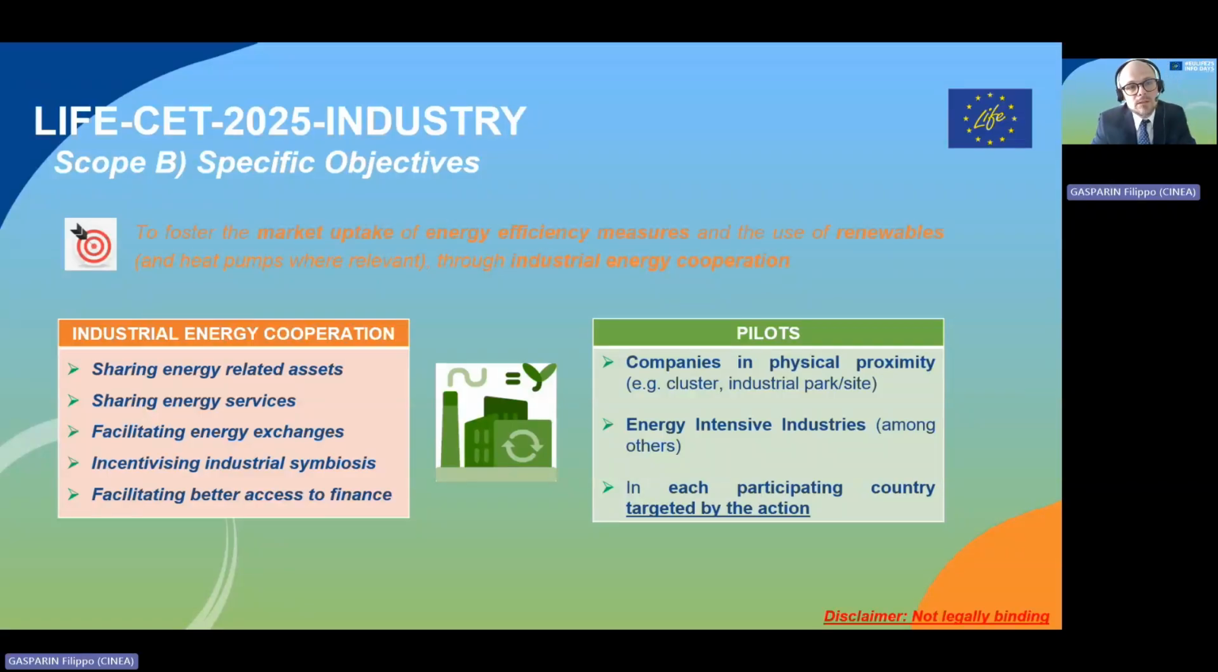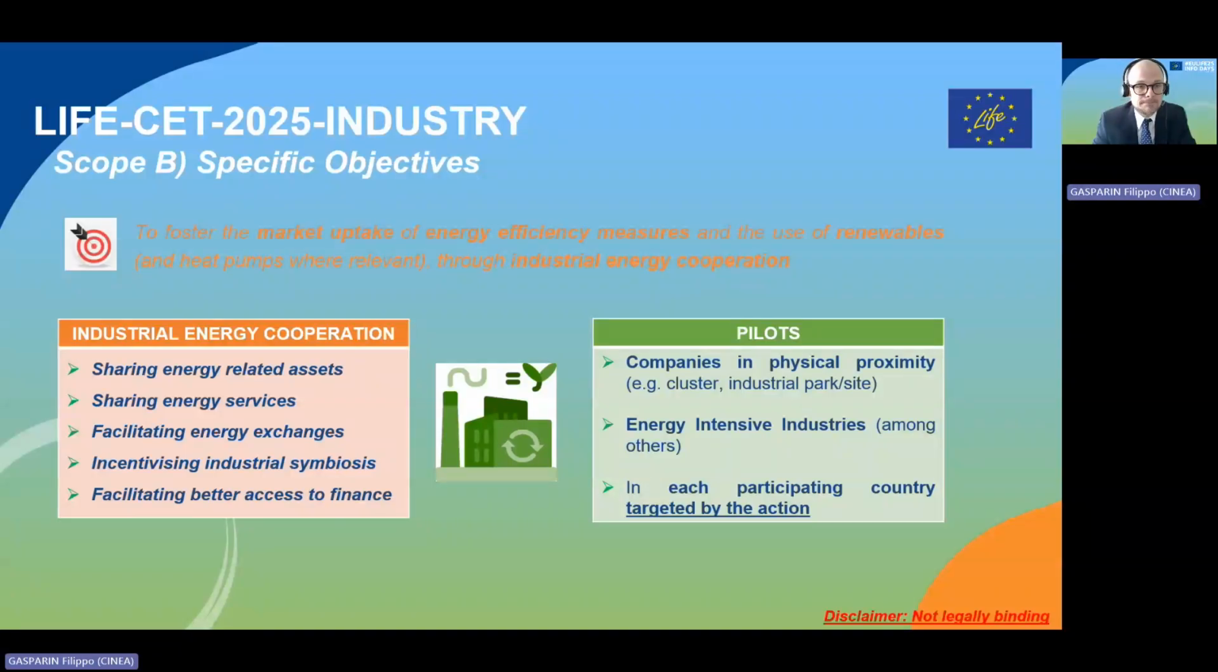In terms of specific objectives, they didn't change much, because we are still looking to foster the market uptake of energy efficiency measures, renewables, and of course heat pumps whenever relevant, through the establishment of industrial energy cooperation. By industrial energy cooperation, we mean companies that are sharing energy-related assets, such as energy storage, smart meters, or even recharging infrastructure for electric vehicles.